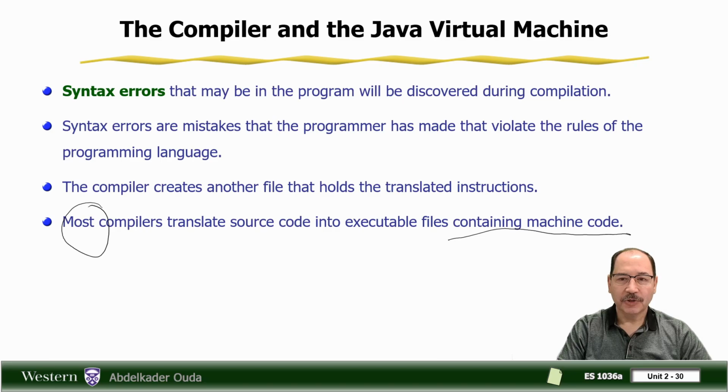Does that mean there is an executable file that doesn't have machine code? The answer is yes. And this leads us to the term Java virtual machine. For example, C and C++ compilers produce an executable file that has machine code and is capable of executing directly on the CPU, the physical machine, your computer. However, the Java compiler produces executable files that don't execute on the CPU but on the Java virtual machine.